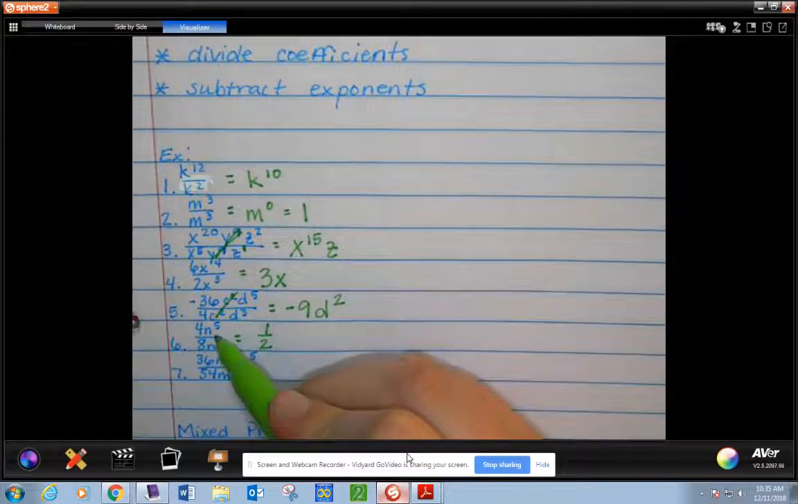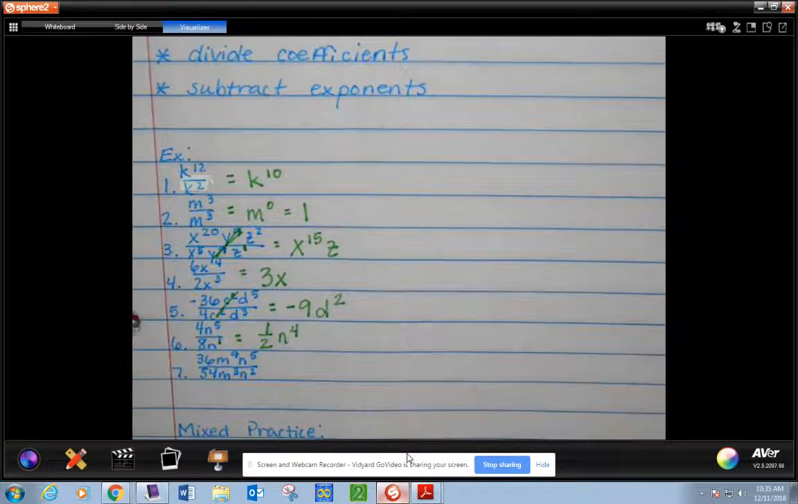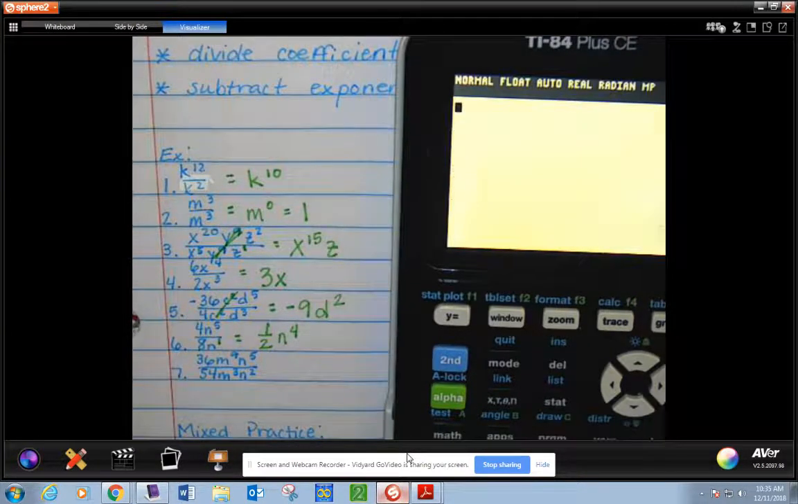Okay, and then if you have n to the 5th divided by n, that's a 1. So 5 minus 1 becomes n to the 4th. Okay, now for your last one, if you don't know that in your head, you have 36m to the 9th, n to the 5th, divided by 54m to the 3rd, n squared.